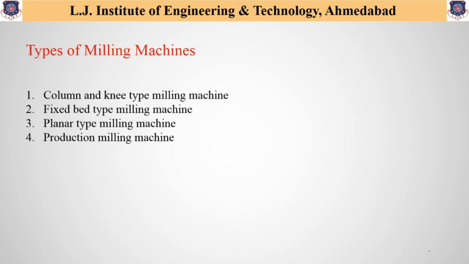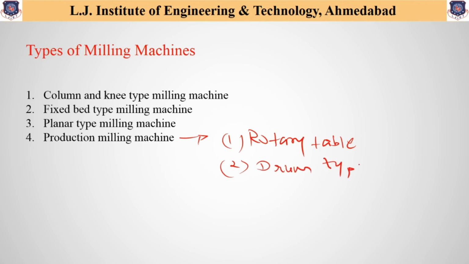first one, that is the rotary table or continuous type milling machine. Next one, that is the drum type milling machine. And the third one is the tracer controlled milling machine.